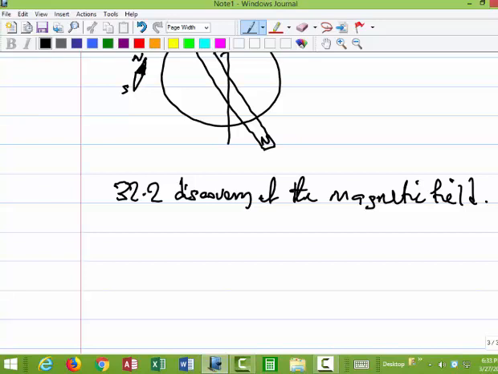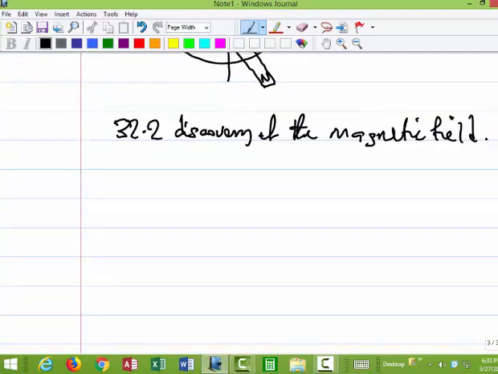And so the source of the magnetic field is a current flowing. One of the sources of the magnetic field is a current flowing through a wire. So we can conclude that magnetism is caused by an electric current in a wire.